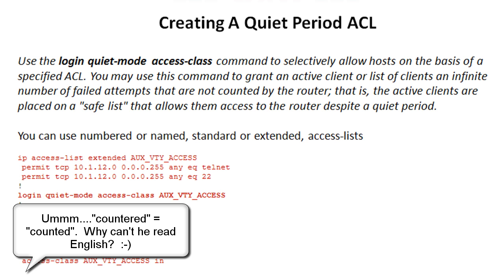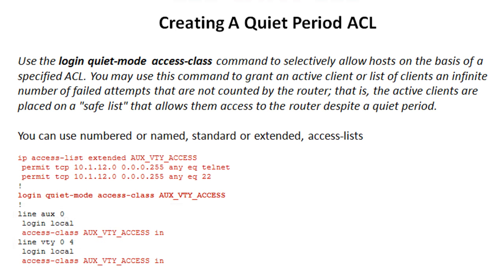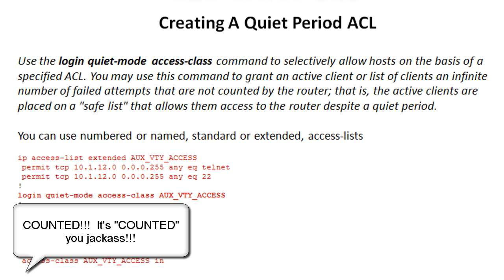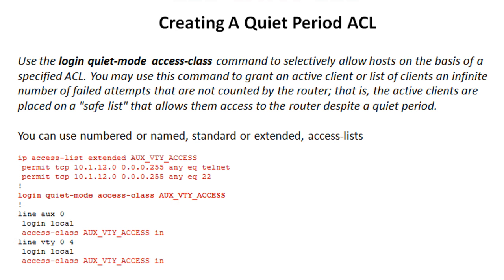So you could see a question that says, hey, what configuration line would you use, or what feature would you use to grant an active client or list of clients an infinite number of failed attempts that are not countered by the router? And you'd sit there scratching your head going, what are they talking about here? Verbiage. It's a little bit confusing there, but to their credit, Cisco does go on to kind of clear this up really nicely in the next part of this sentence.